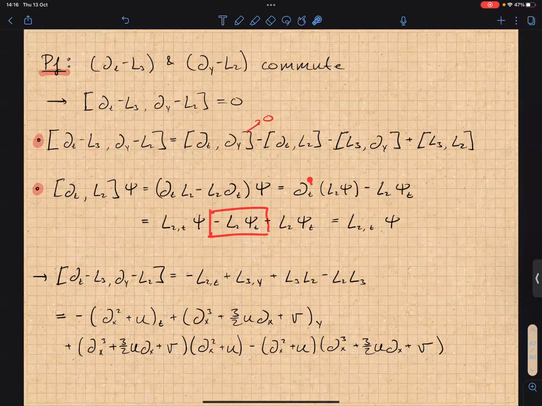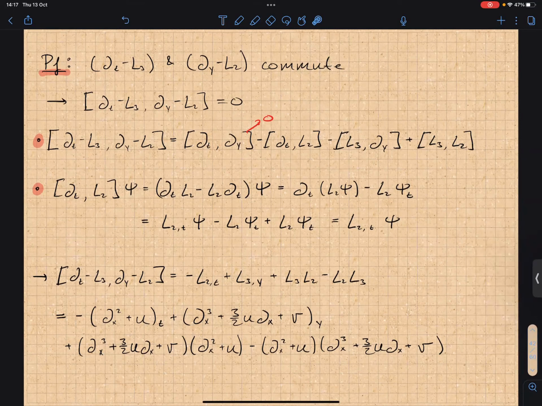And then for this term, I actually apply the product rule to both terms. Using the product rule, I get the partial of the operator L2 with respect to t, and the operator L2 applied to psi of t. So these two terms cancel out, and the commutator of partial t and L2 is just the partial derivative of the operator with respect to t.